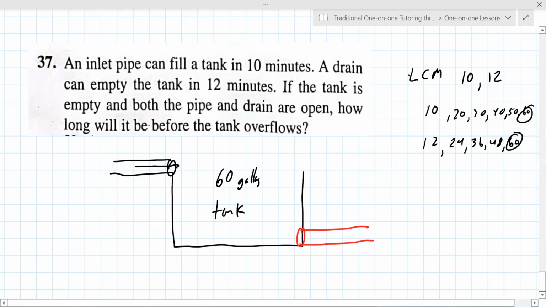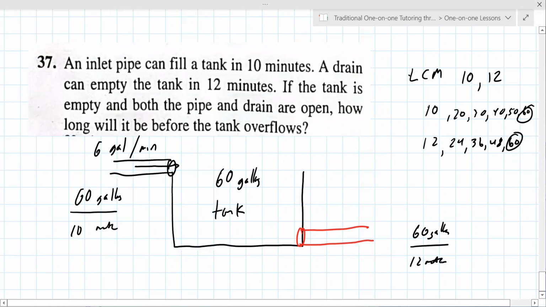So your rate here is your 60 gallons divided by 10 minutes. So it's 6 gallons per minute going in. And on the way out, it's 60 gallons over 12 minutes. So it's 5 gallons per minute. Now, is more water coming in or going out? More water is coming in.